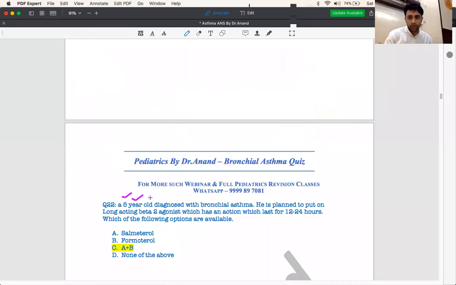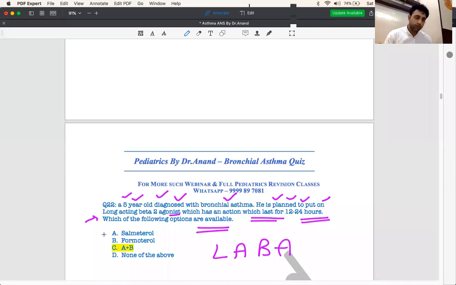A 5-year-old diagnosed with bronchial asthma is planned to be put on a long-acting beta-2 agonist which has an action that lasts for 12 to 24 hours. What are the options available? We have already covered the long-acting beta agonists. Of course, salmeterol and formoterol are there in that. The others I have also told you, these all are long-acting.